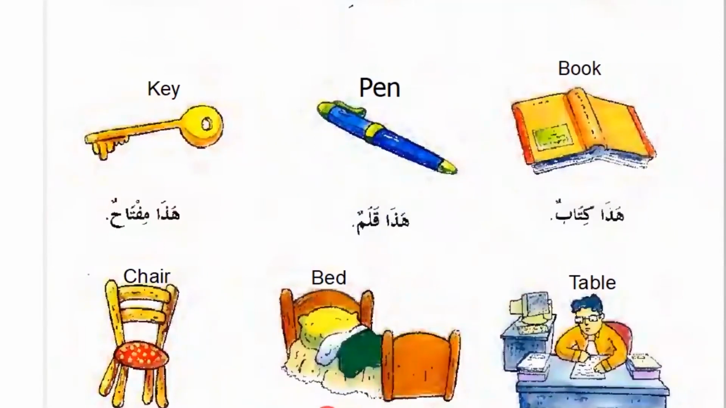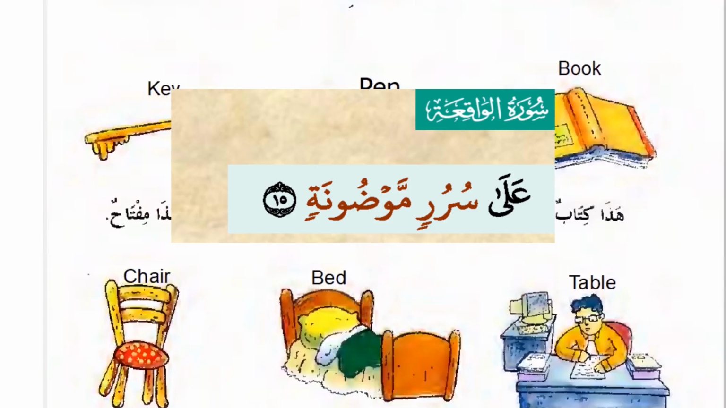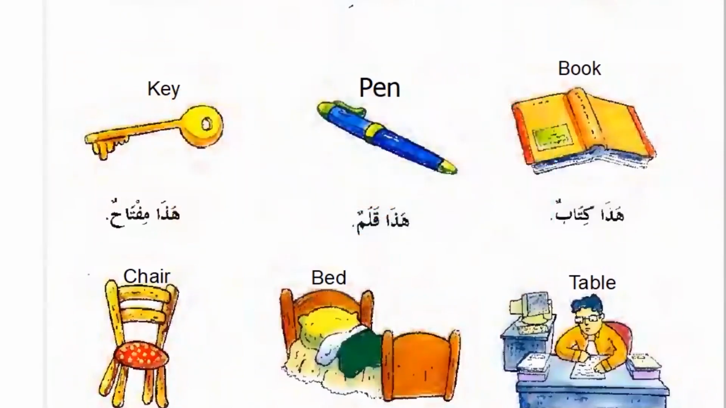You can see even in the Quran, it comes a lot. For example, Allah says, Ala sururim mawduna. I think this is in Surah Al-Waqi'ah. Yes. That is the plural of sarirun, bed. Allah is describing the people of Jannah. May Allah make us among them, inshallah. Allah is describing them and says, Ala sururim mawduna. They are going to be on beds, which He described as mawduna.